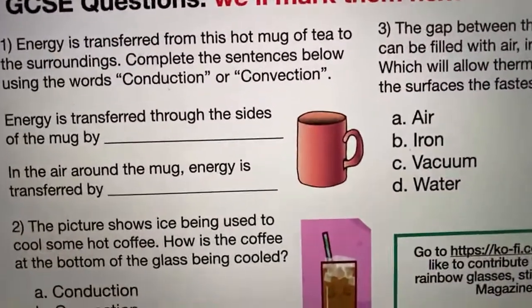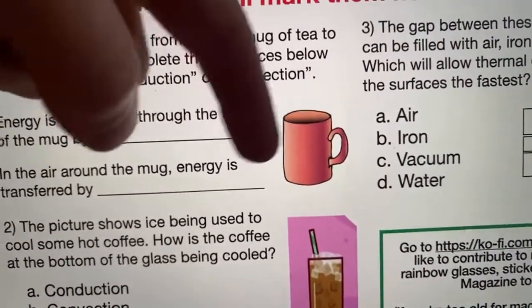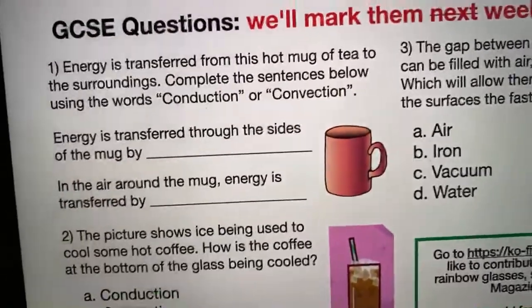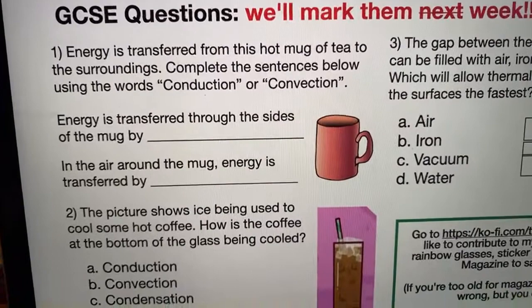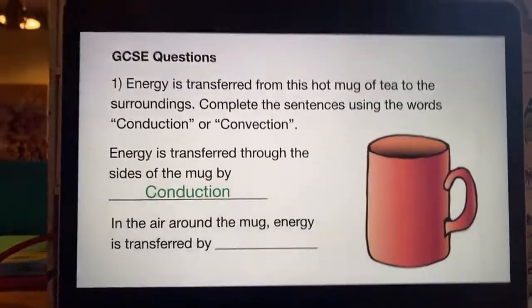The mug is a solid, right? So the hot particles of tea are knocking against the inside of the mug, and that is passing heat energy through the ceramic mug. So that is convection. Conduction. There's a lot of con words. That's conduction, because it's a solid.